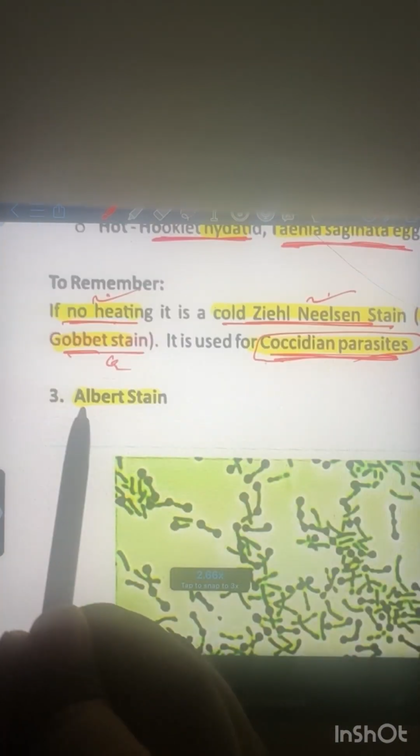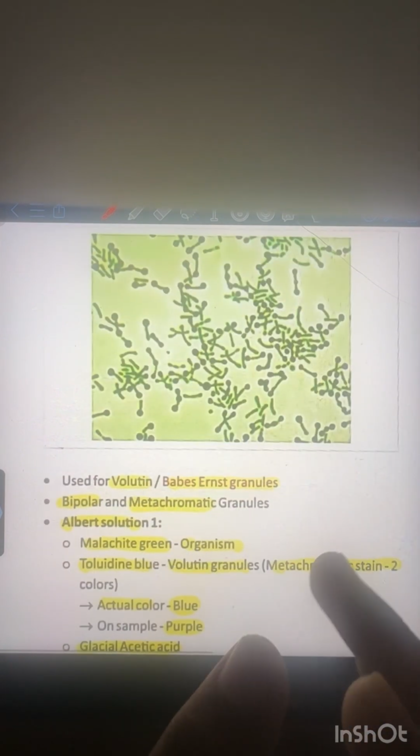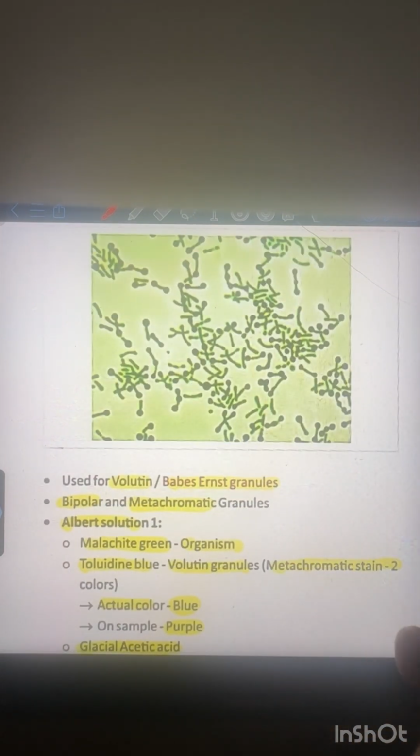We move on to the last one, and that is the Albert staining. I think everyone knows Albert staining is something which you use for which organism? Which is the organism that I've drawn over here? This organism is going to be Corynebacterium diphtheriae. So I can say Corynebacterium diphtheriae is a gram-positive organism. Why do I need Albert stain for it?